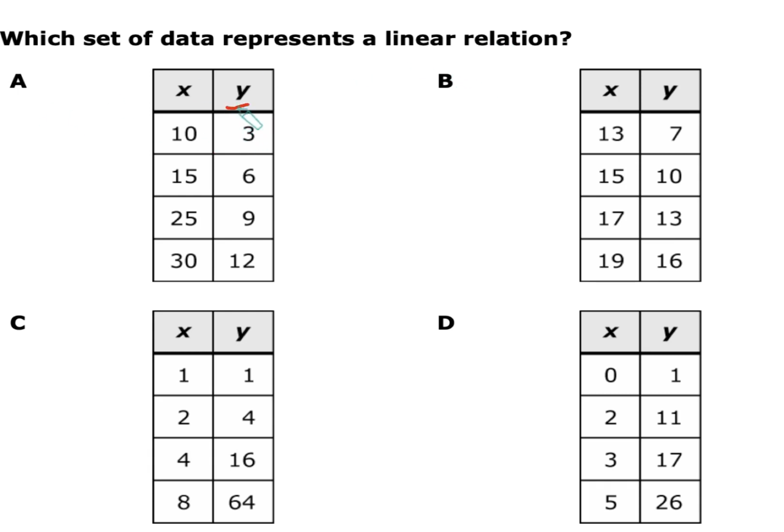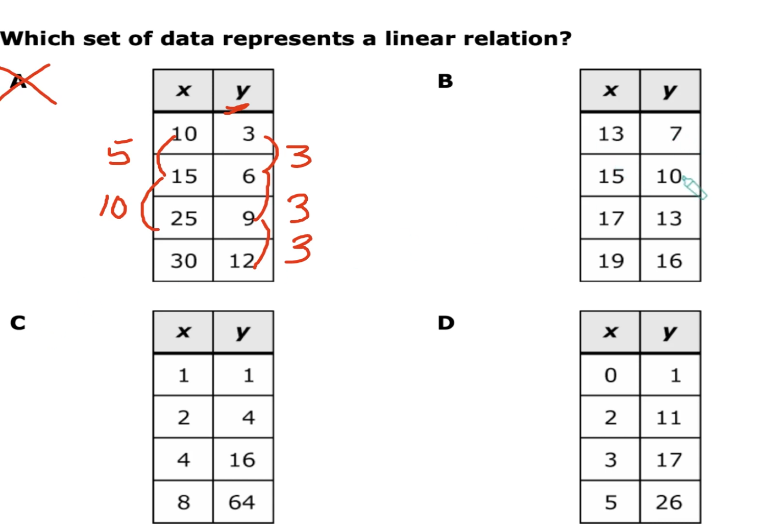So let's focus on our y first. So we're going to look at the difference between 6 and 3, which is 3. The difference between 9 and 6, 3. And the difference between 12 and 9 is also 3. Let's check our x. The difference between 15 and 10 is 5. The difference between 25 and 15 is 10. Okay, right here, this is not a constant difference, which means A can be eliminated.